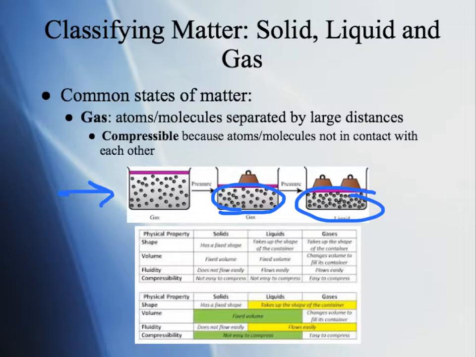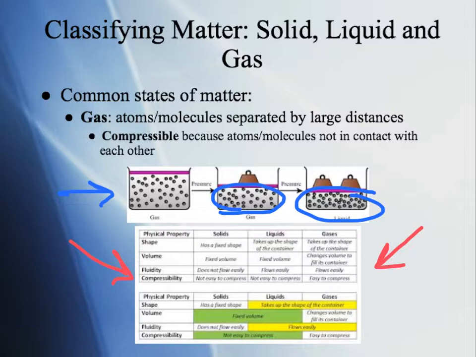All right, so this little graphic here, which should be a little more clear on your handout, is basically a summary of the solid, liquid, and gas states of matter, and how the physical properties of shape, volume, fluidity, compressibility, all that stuff, differ.